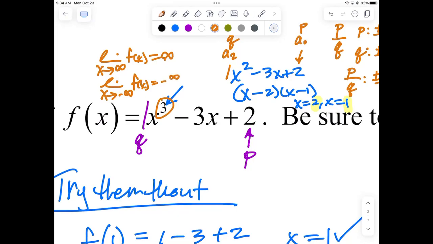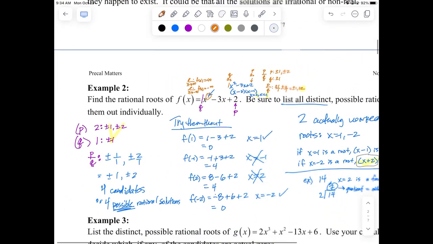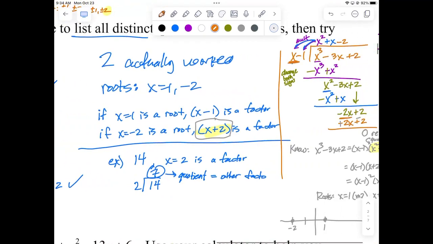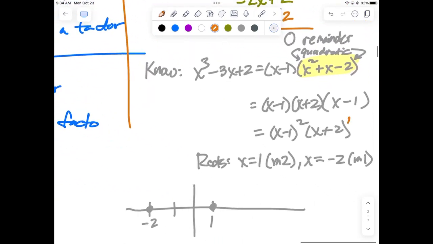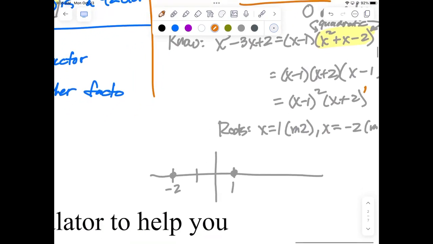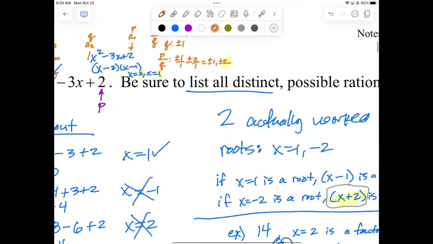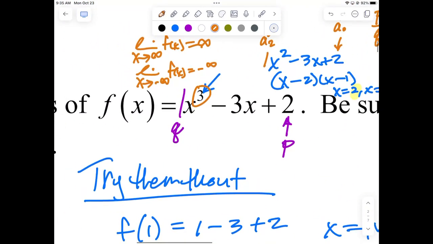Even degree because... No, it's x cubed. It says right there, it's x cubed. We have it factored right here. What's the sum of the multiplicities? 2 plus 1 is 3. It's a cubic. When it's in expanded form, in standard form we call it, you just pick your largest exponent.